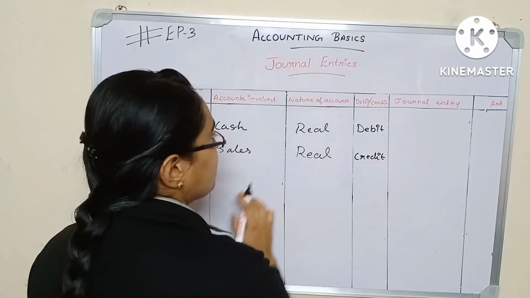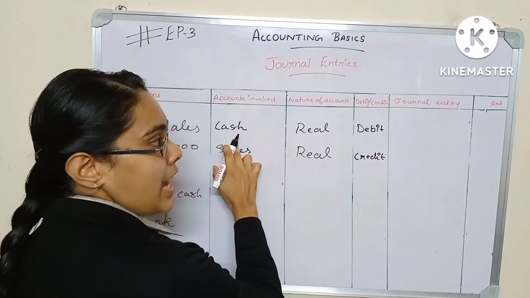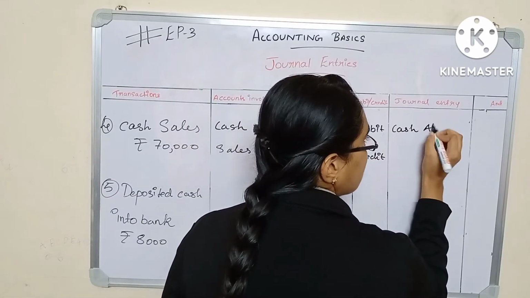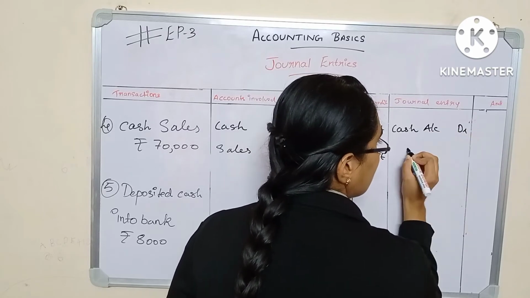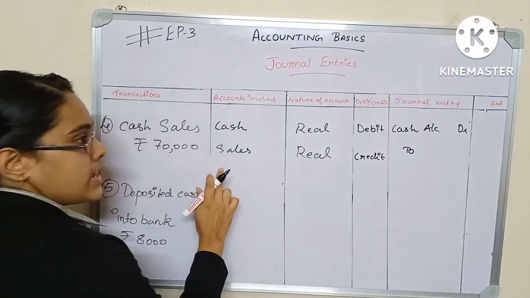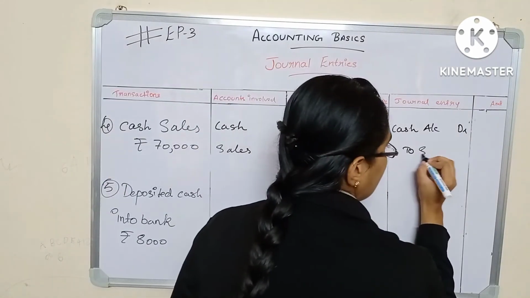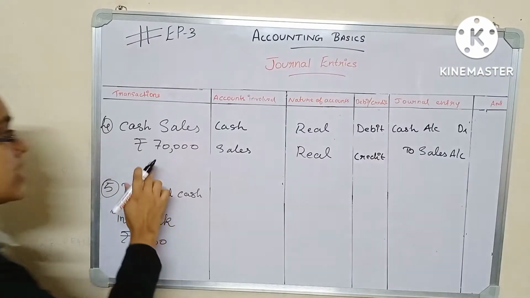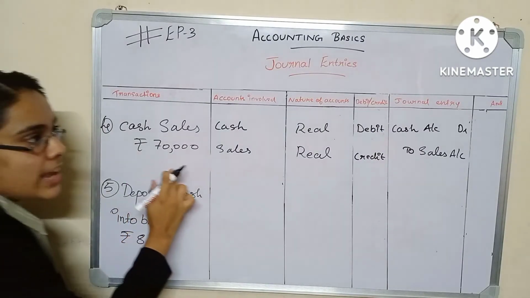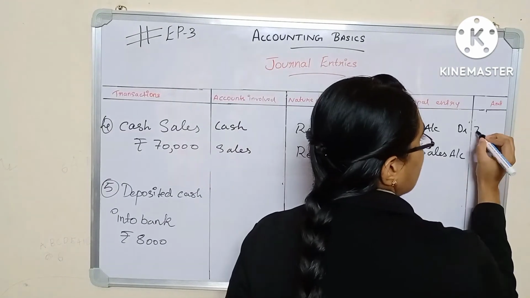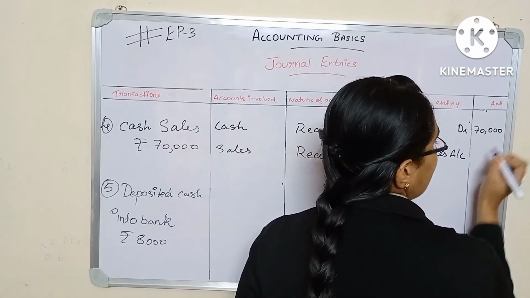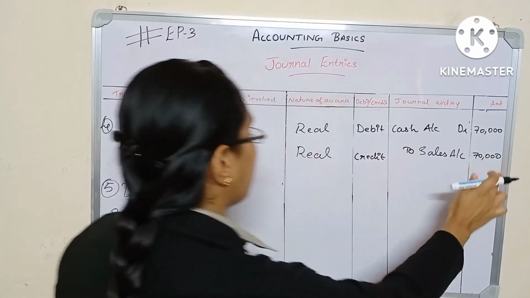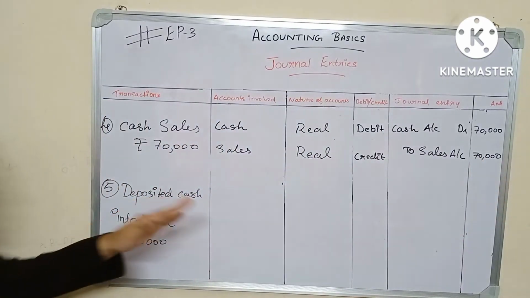Now the journal entry part. Which account have I debited here? Cash account. So I am going to write cash account debtor to which account? Sales account. To sales account. How much is the amount? 70,000. I have sold goods for 70,000. So you're receiving 70,000 cash and goods worth 70,000 is going out. So I have written here the amount. Now this is that entry.